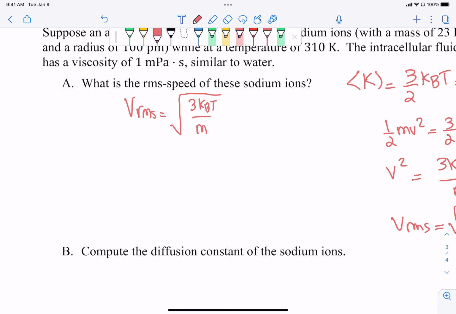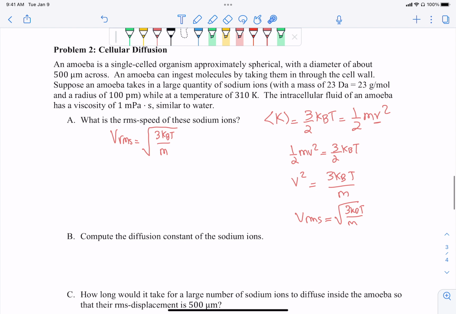So for VRMS, root 3 kBT over m. Actually, I'll solve for mass because that's the only unknown we have, because we know temperature is 310 Kelvin. We weren't directly given the mass, but what do we have? If it's 23 Daltons, it's 23 grams per mole. We have the molar mass technically.